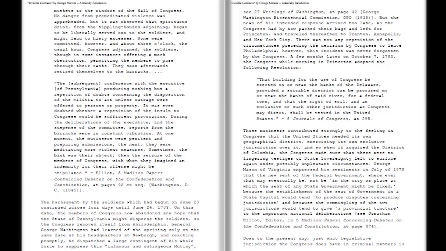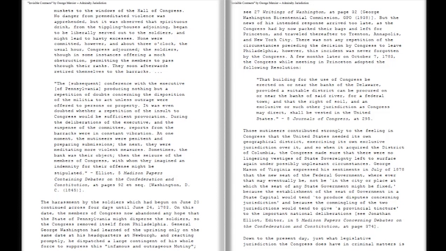1845. The harassment by the soldiers which had begun on June 20th continued across 4 days until June 24, 1783. On this date, the members of Congress now abandoned any hope that the state of Pennsylvania might disperse the soldiers, so the Congress removed itself from Philadelphia. General George Washington had learned of the uprising only on the same date at his headquarters at Newburgh, and reacting promptly, he dispatched a large contingent of his whole force to suppress this infamous and outrageous mutiny. See 27 Writings of Washington, at page 32, George Washington Bicentennial Commission, GPO, 1938.